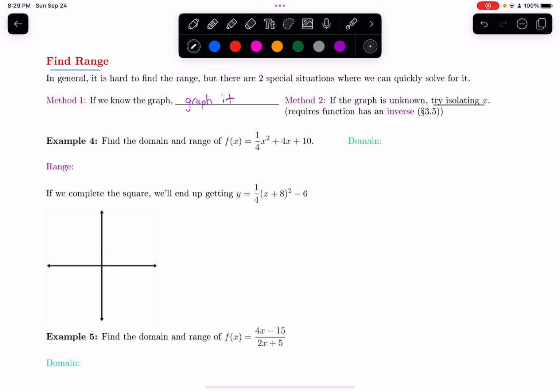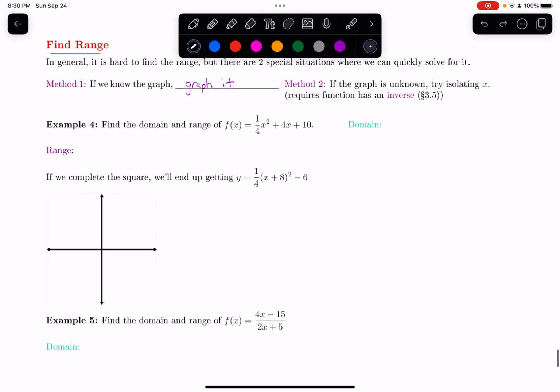It turns out that that only works for certain special functions, and it requires the function has an inverse, which is something we'll talk more about in section 3.5. But for our purposes right now, if we encounter something like this where the graph is unknown, then to find the inverse, we're going to try isolating the x. And we'll see how that works with an example.